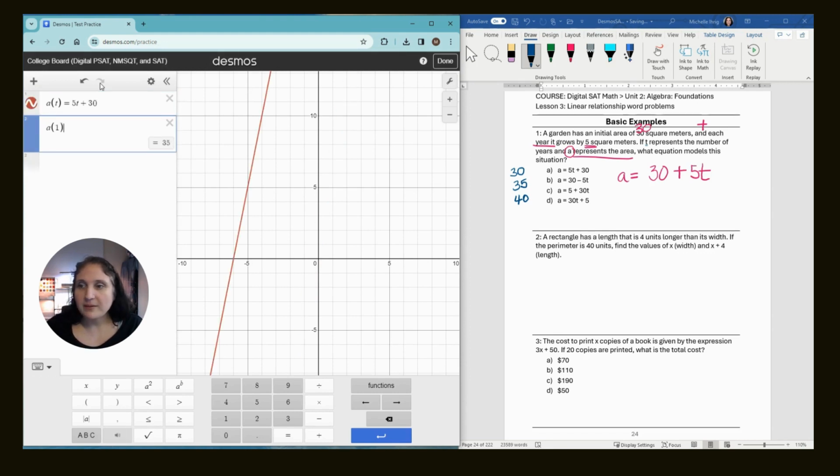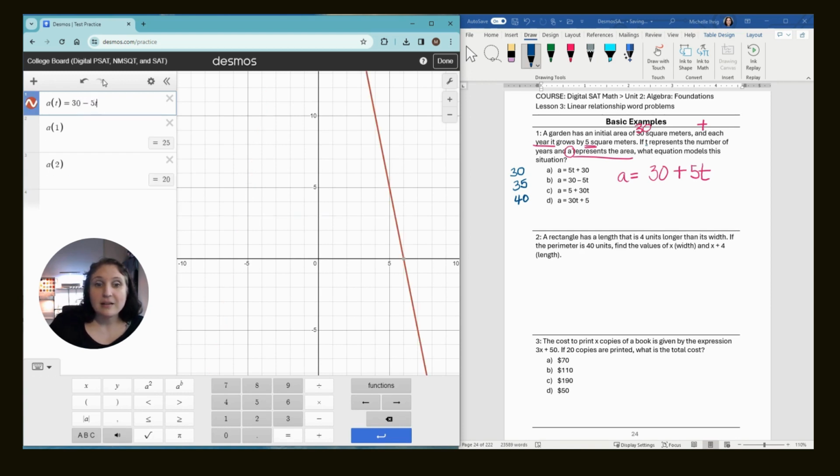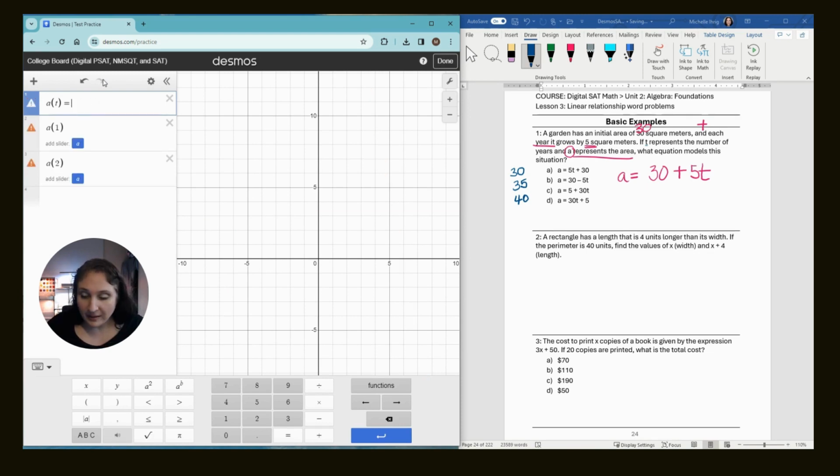If 1 year happens, it's 35. After 2 years, it's 40. If I change this to choice B, I can see that the numbers go down, to 25 and then to 20. If I type in letter C, I can see that it goes to 35, but the next year it goes to 65, so it's not C. If I type in choice D, again it goes 35 to 65. So the one that makes the most sense is letter A.